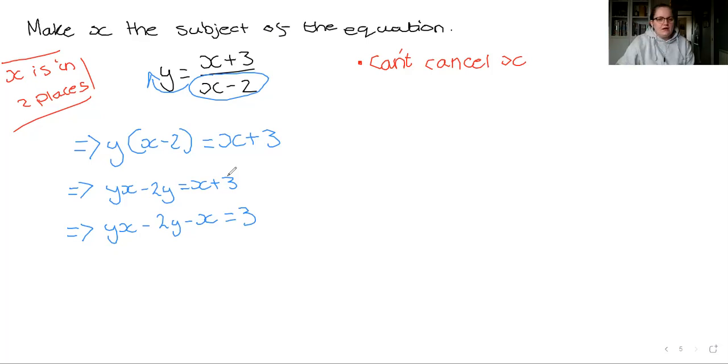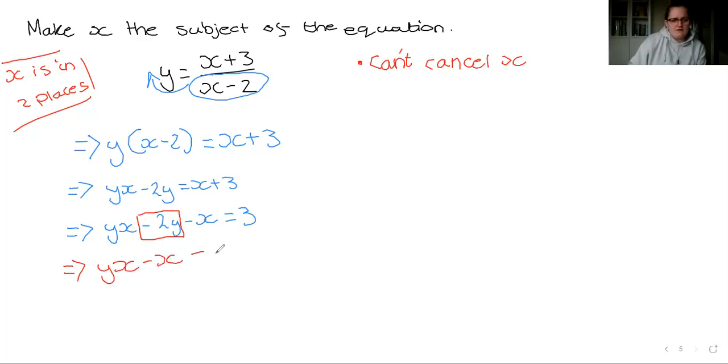Let's get 2y over to this side. So that is our new plan. We want to move 2y to the other side. We want to get x on its own. So we've got minus 2y here. Our inverse of minus 2y is plus 2y. So we're going to do plus 2y on both sides. So we'll have yx - x = 3 + 2y.